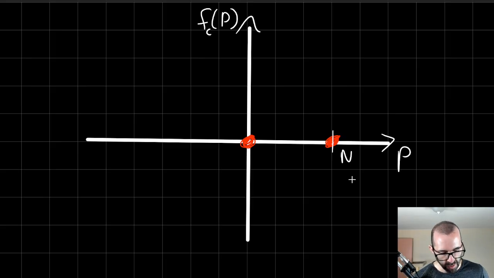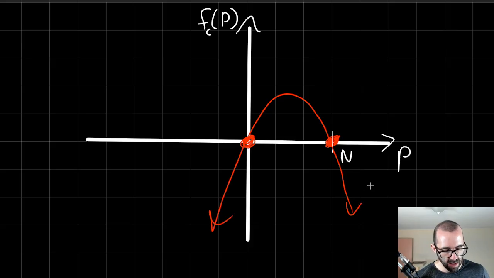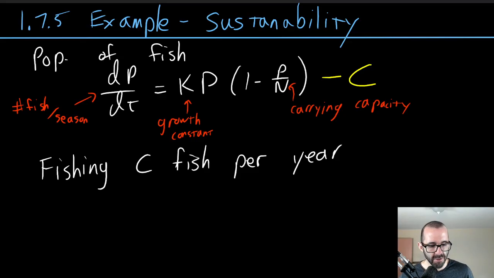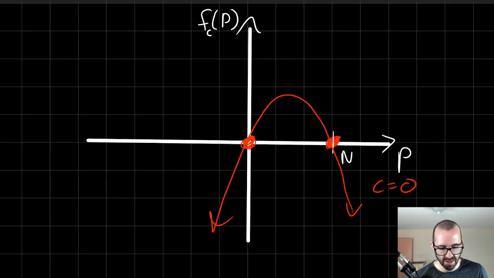And we knew this was a downward facing parabola. Who knows how steep or whatever. But this is what happens if c equals 0. And furthermore, just like the last example, when we vary c, it's going to be a vertical translation. So if c grows, we're subtracting a bigger number. If c grows, we're shifting it down.